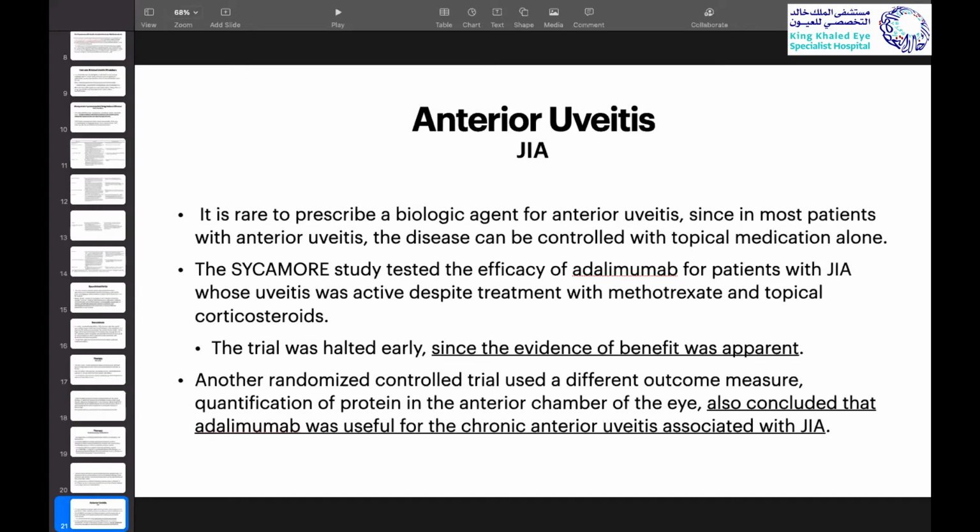Another randomized controlled trial used a different outcome measure, which is the quantification of protein in the anterior chamber. It also concluded that adalimumab was useful for the chronic anterior uveitis associated with juvenile idiopathic arthritis.